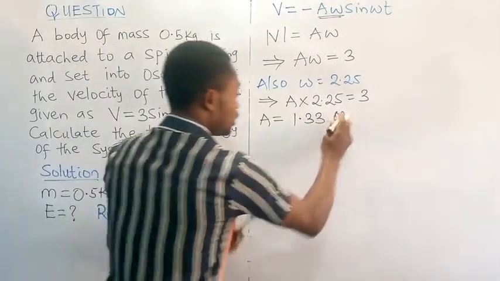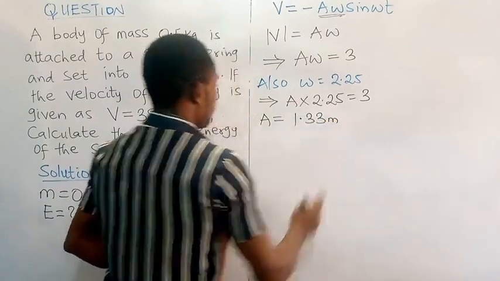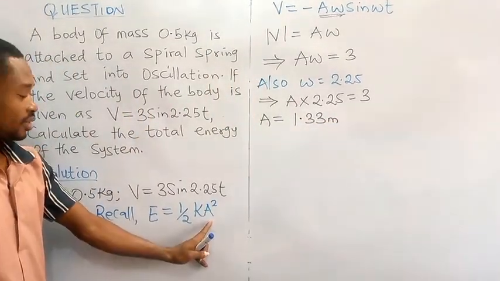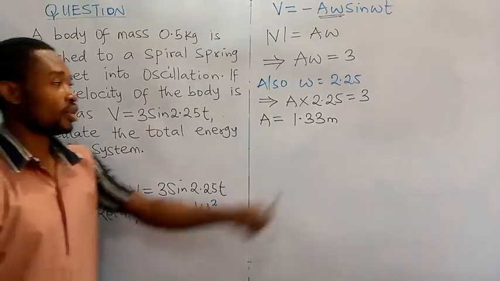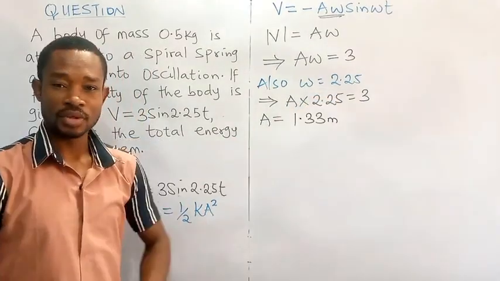Now let us move on. This is in meter, like I said. We have been able to get our A. So we are left with getting K. And how do we obtain K? We know our W already.